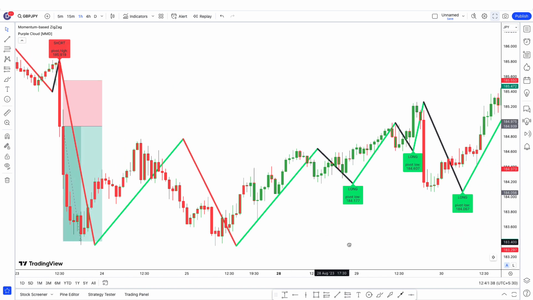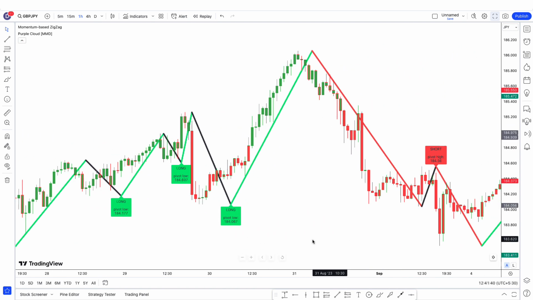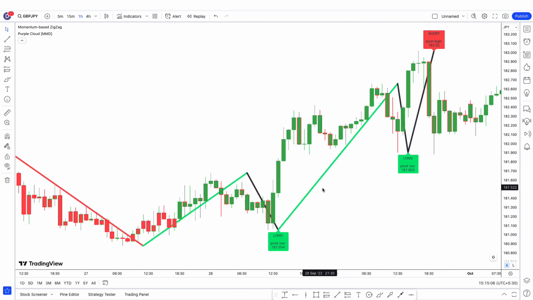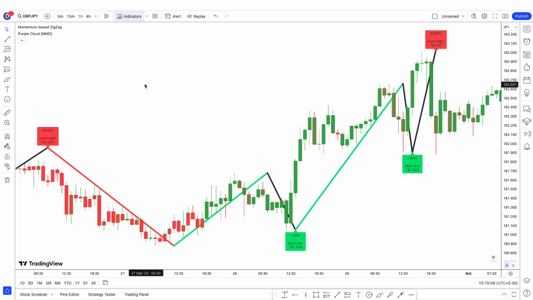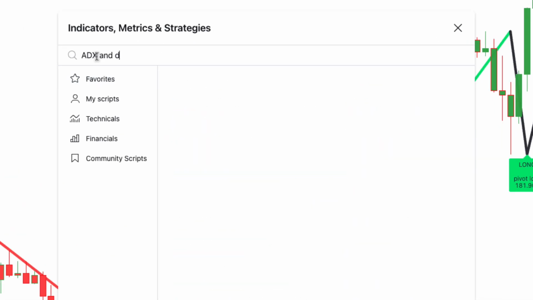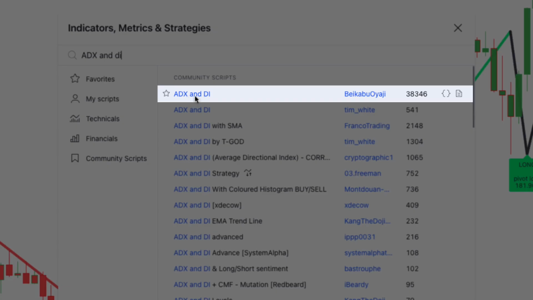Now, this strategy is good for now, but in order to make it so much better, we're going to need to add one more tool to the chart. Now, to add our final indicator to our chart, open the indicator search tab and type in ADX and DI. Be sure to select this one by Baikabu Oyaji.